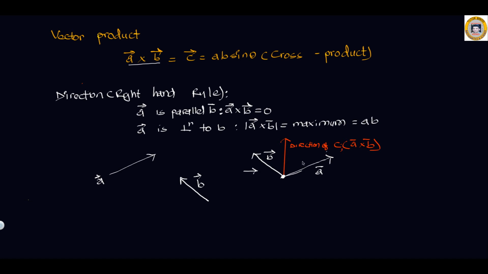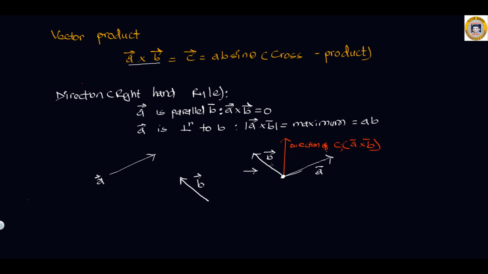Now if I use my right hand to indicate one vector and curl my fingers towards the direction of the second vector, the outward pointing thumb of my right hand gives the direction of a cross b. So in this case, if my fingers point along vector a, and I turn to my left towards vector b, my thumb will be pointing upward, so the direction of the vector will be upward as shown in the second figure over here.